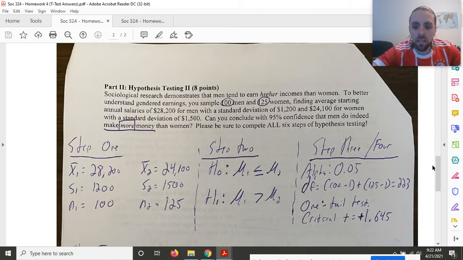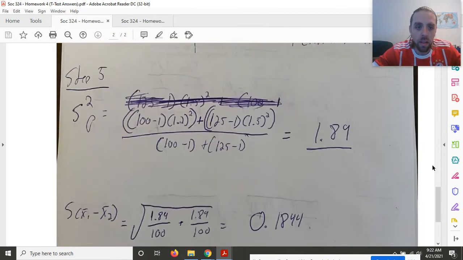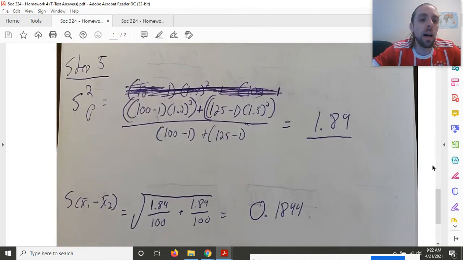So the critical T for 0.05 alpha on a one-tailed test with 223 degrees of freedom, that gives me a critical T value of 1.645. My value, what I actually calculate going forward, has to be greater than 1.645. So getting to the meat of the problem here, I have to do a three-step process. I first calculate S squared P. Then I put that into my formula for S of x bar 1 minus x bar 2. And I then put that in the denominator for my t-test.